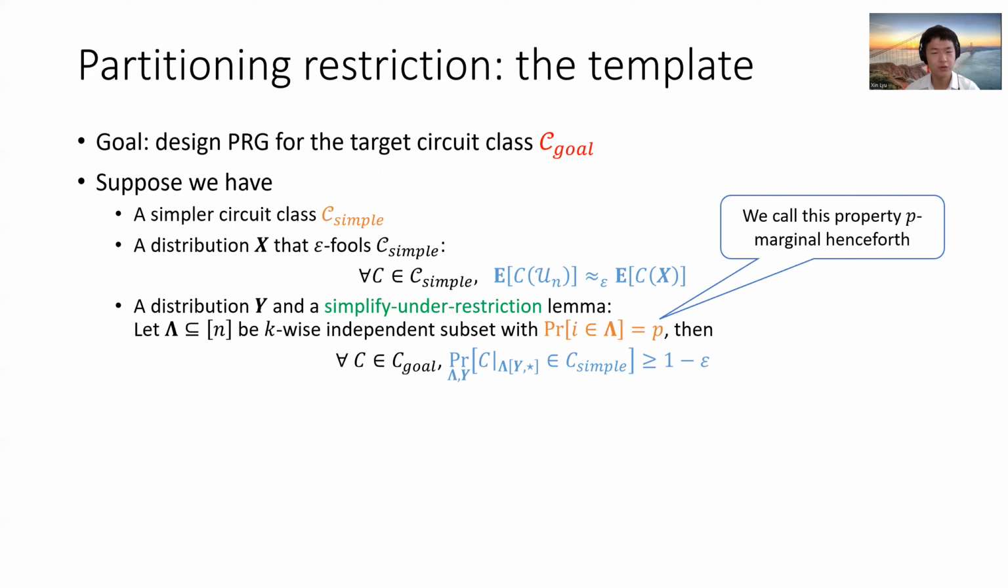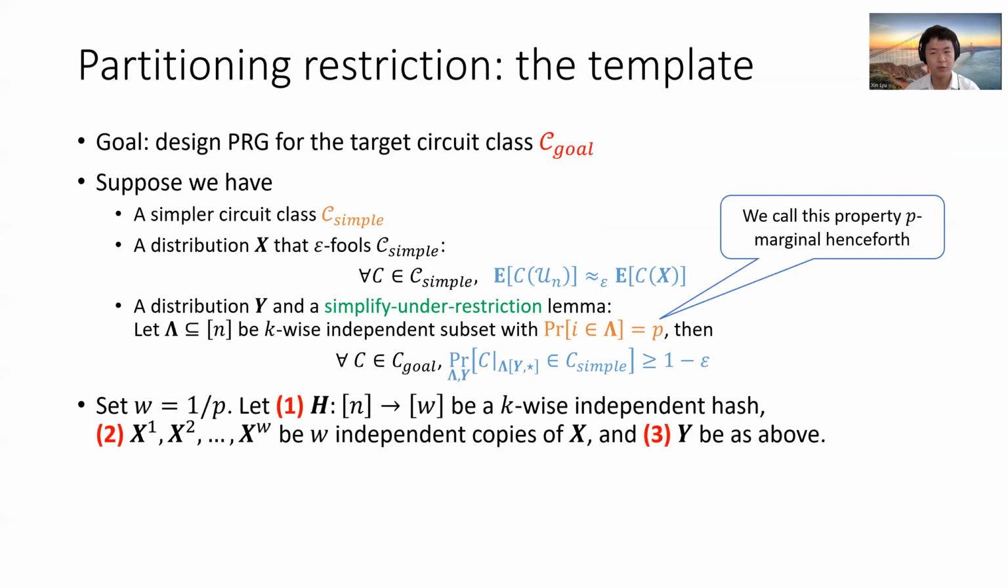Then, if we shoot a C Gauss circuit with a random restriction given by lambda and y, the circuit simplifies to a C simple circuit with probability 1 minus epsilon. This is why we call this lemma the simplified under restriction lemma. Having prepared all this, we construct a pseudo-random distribution.